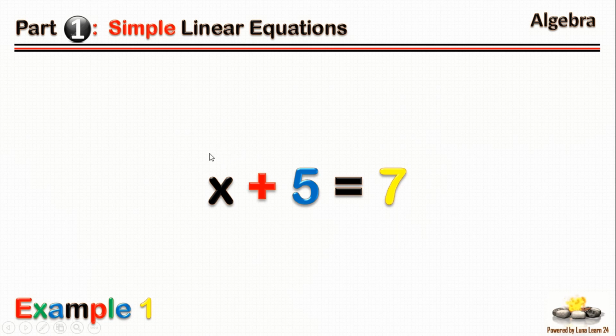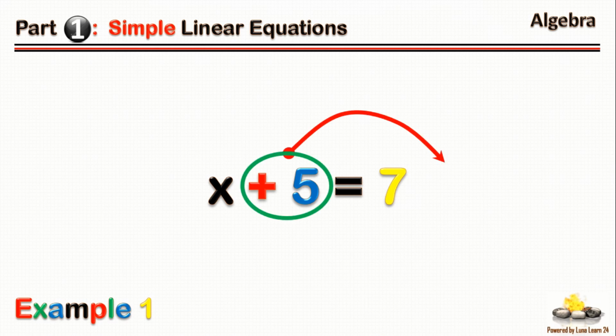Okay, we have x plus 5. So we are going to do the opposite. Since 5 was added to x, we are going to subtract 5 from both sides. Or we say alternatively that we are going to carry this plus 5 from the left hand side to the right hand side so that we have all the like terms on the right hand side.